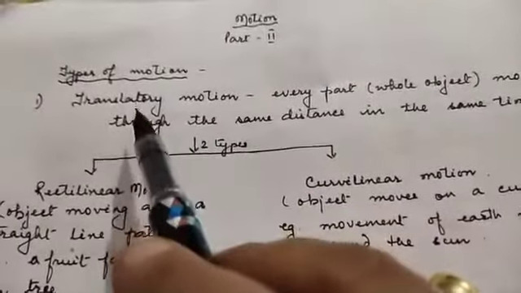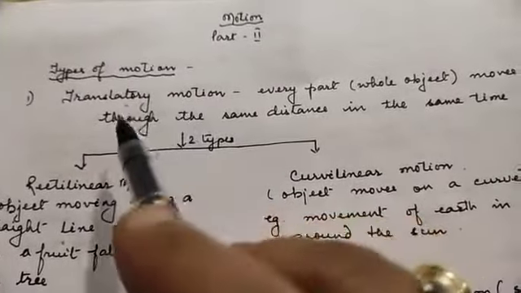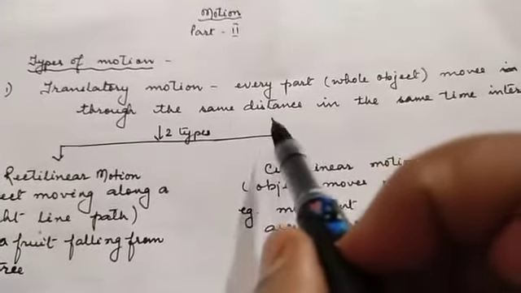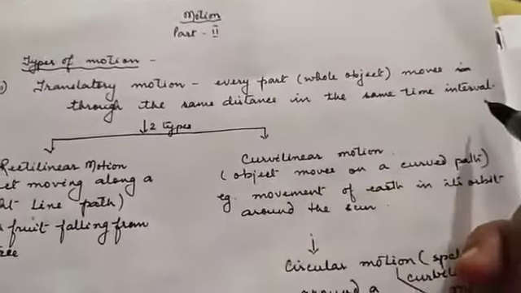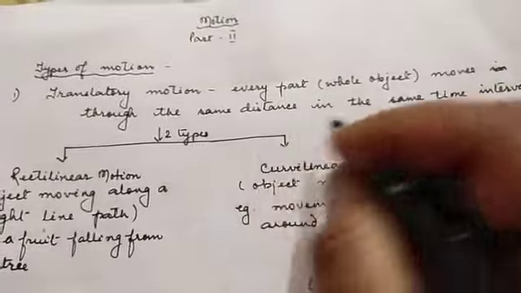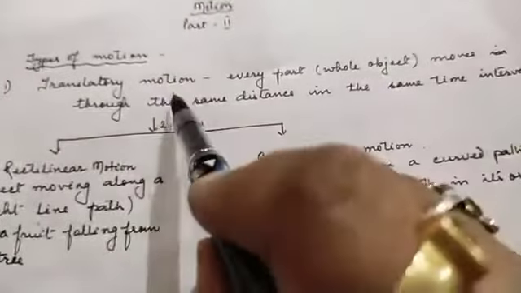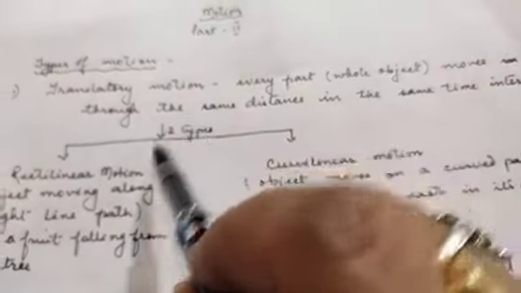The first one we are going to study about is the translatory motion. In this type of motion, every part of the object moves through the same distance in the same time interval. That means the whole object moves through the same distance. There are two types of translatory motion. One is rectilinear motion, the other one is the curvilinear motion.